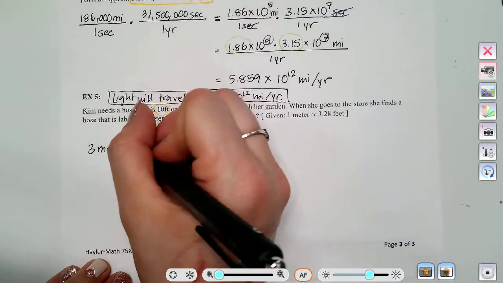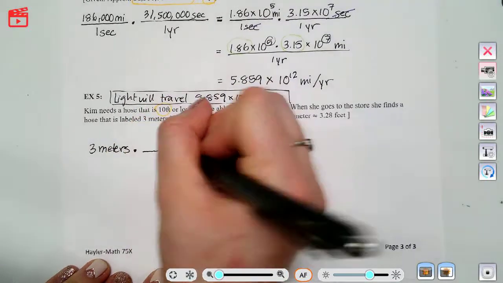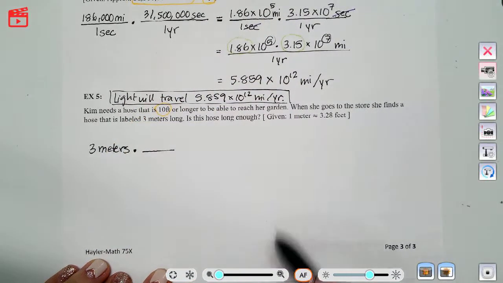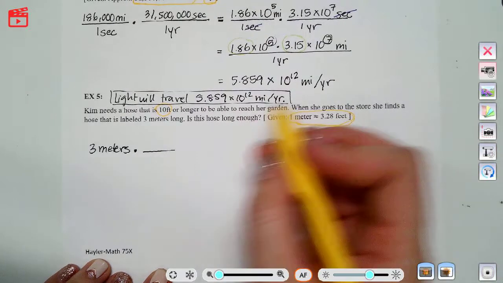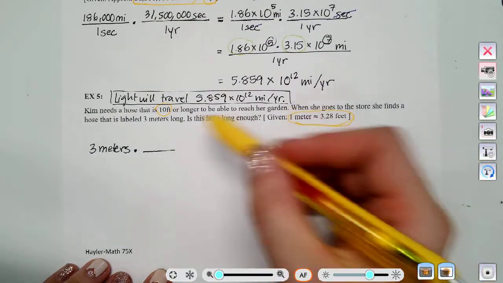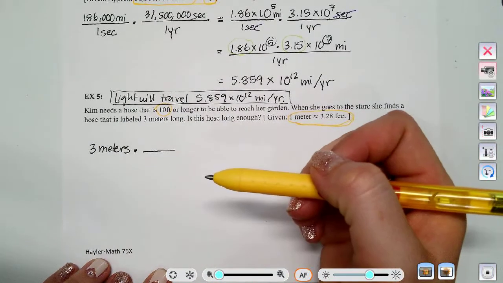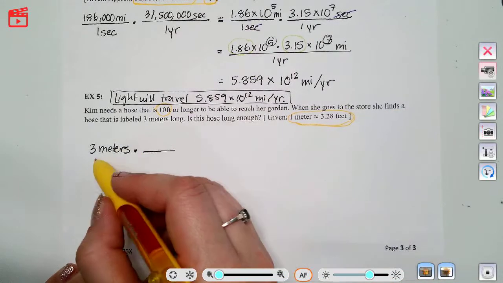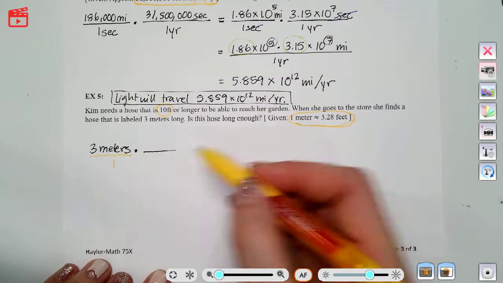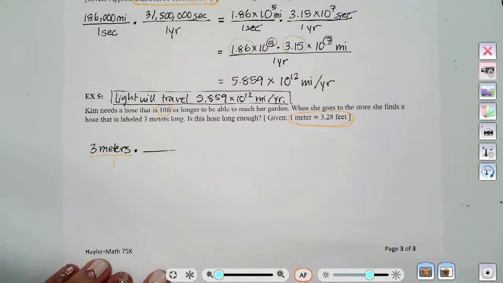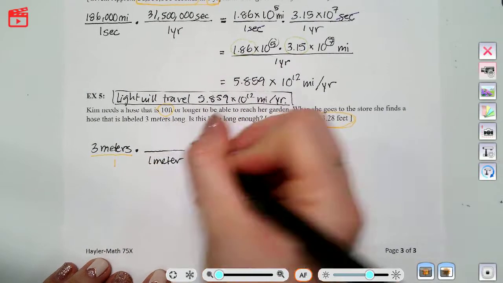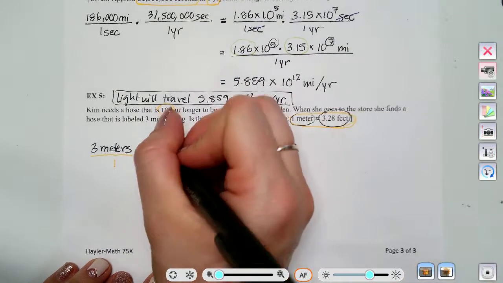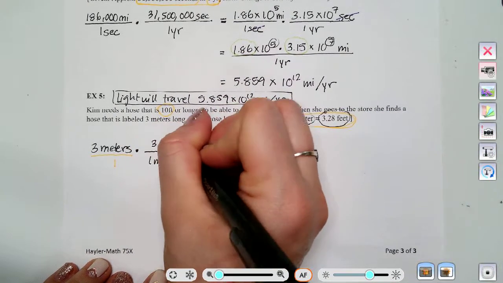So we need to multiply this by an equivalence, which is what we've been doing. So do we have an equivalence? We are given right here our equivalence. 1 meter is about 3.28 feet. So the question is, do I put the feet on the top or the bottom? Well, to cancel with the meters, we're going to want to have the other meters on the bottom. So 1 meter is the same as 3.28 feet.